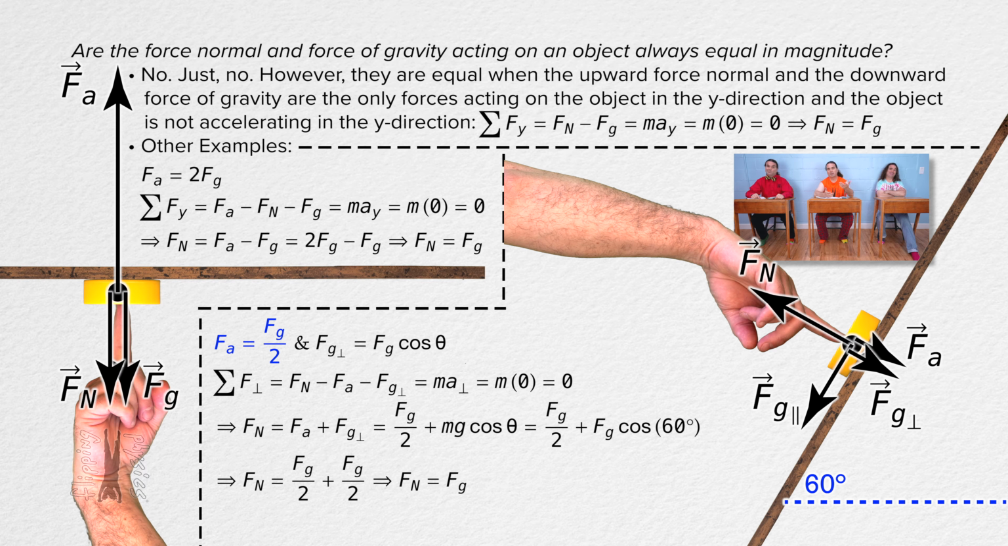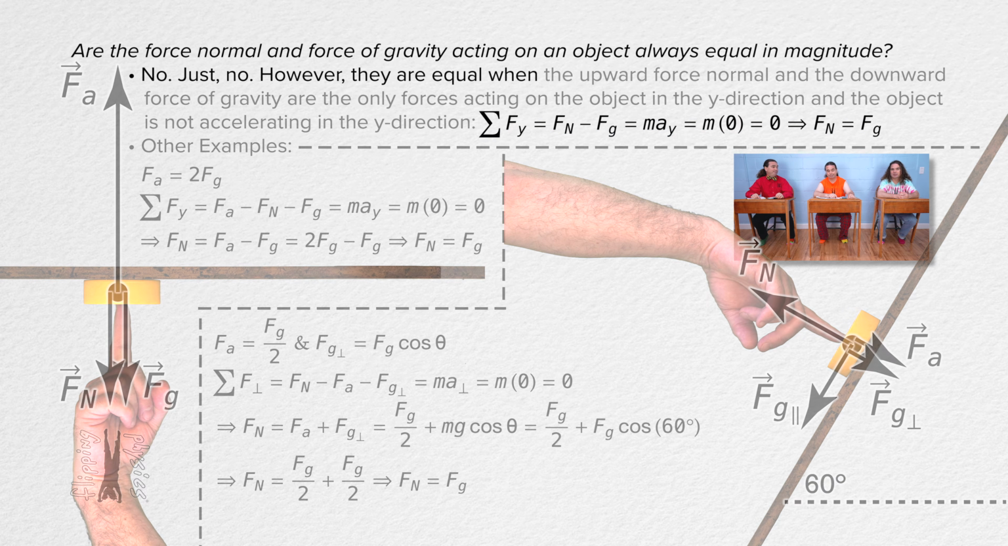Okay, fine. The place where we see this most often, and therefore why we often think the magnitude of the force normal and force of gravity acting on an object are the same, is when the upward force normal and the downward force of gravity are the only forces acting on the object in the y direction, and the object is not accelerating in the y direction. Agreed. Thank you all.